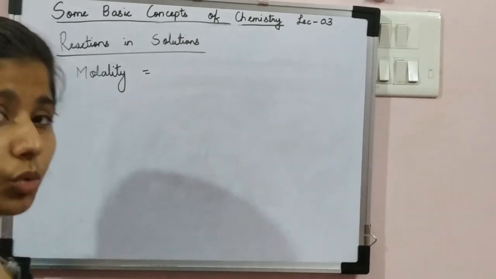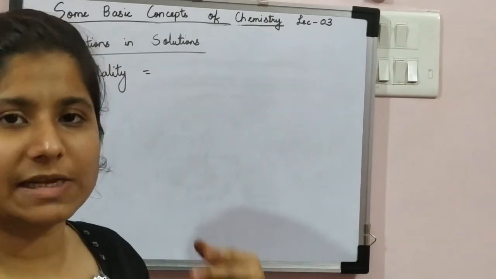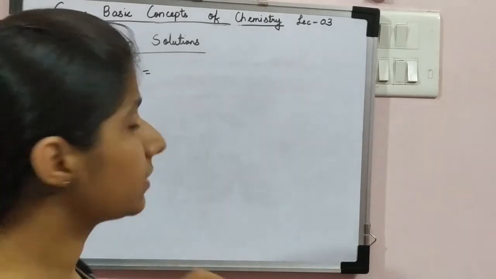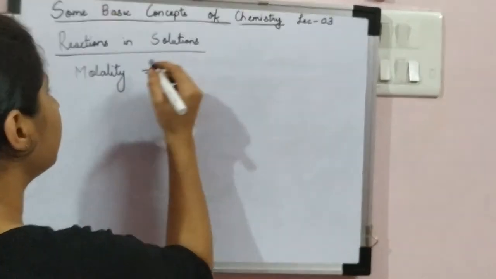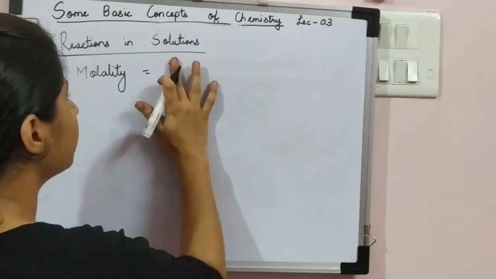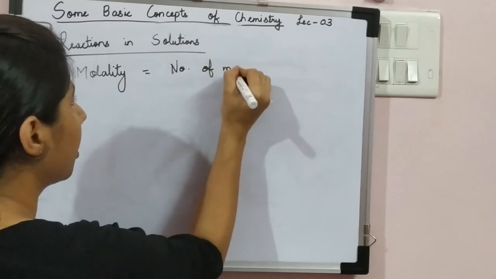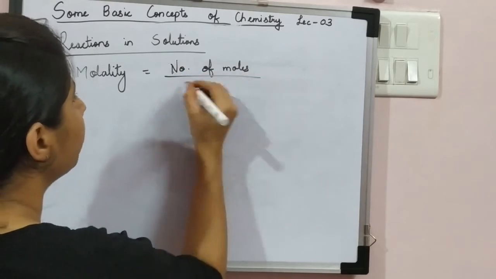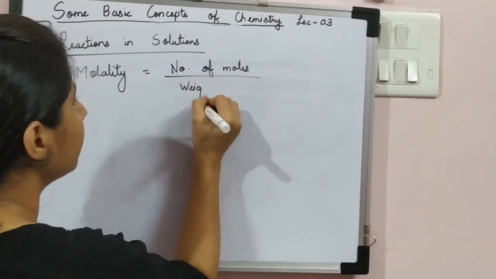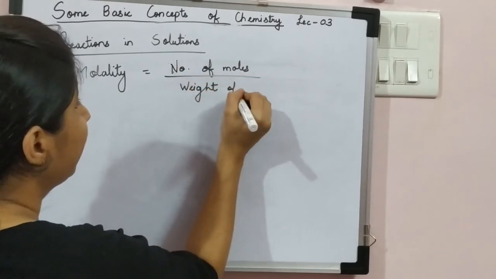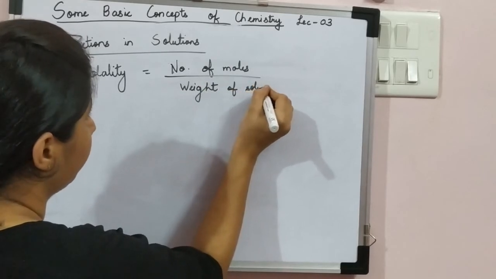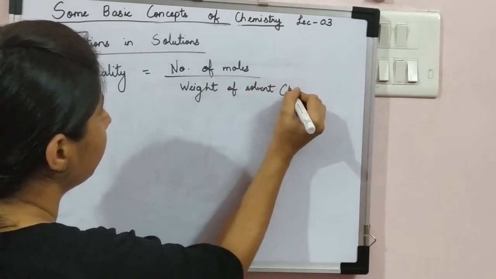Otherwise we use the total number of moles, total mass of the solution, total volume of the solution. But molality uses only the weight of the solvent. So this is equal to number of moles of solute upon weight of the solvent, in kg. This is also very important. So the weight of the solvent in kg.